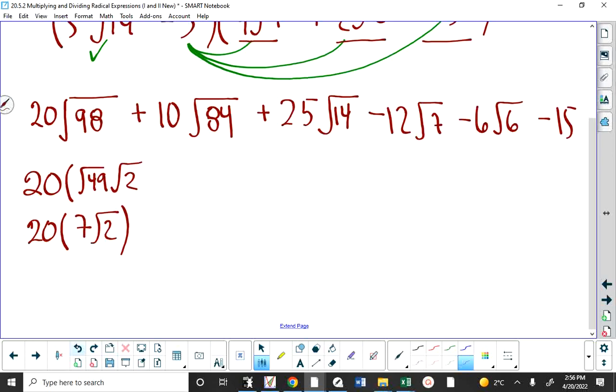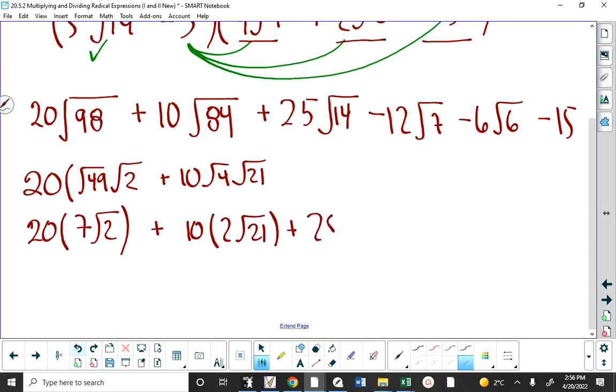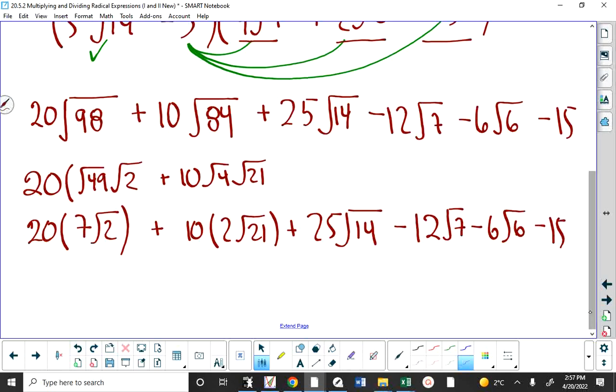84. 84 divided by 2 is 42. Well, 4 goes into that, doesn't it? This is 10 root 4 root 21, I think, which gives us 10 times 2 root 21. There's nothing we can do with 25 root 14. There's nothing we can do with minus 12 root 7. There's nothing we can do with minus 6 root 6. And there's nothing we can do with 15. So we're just about done.